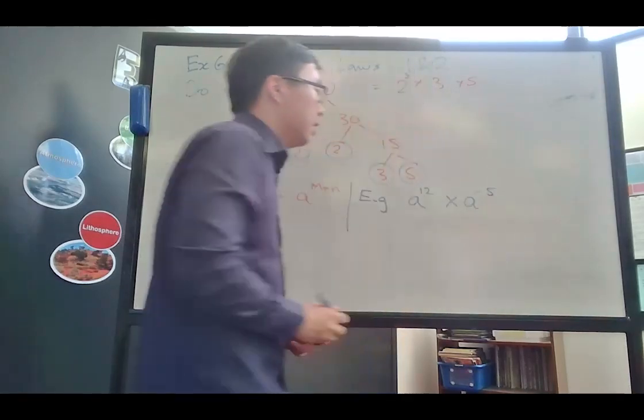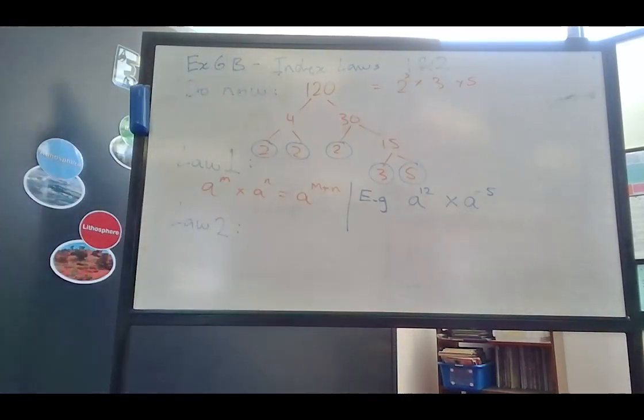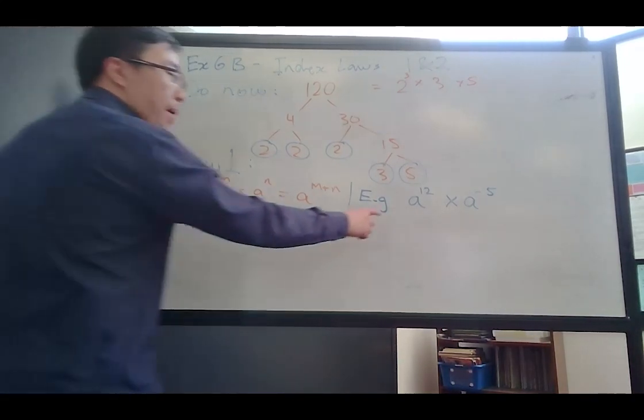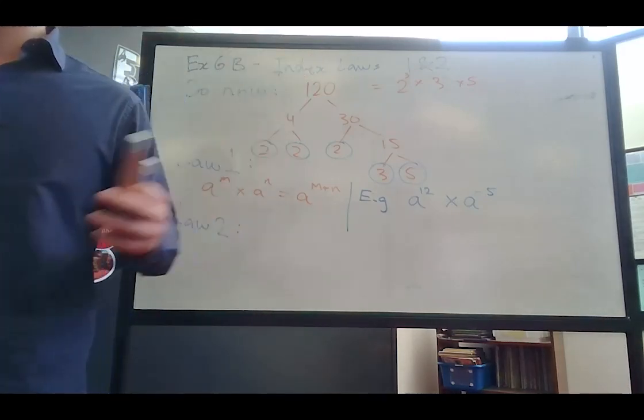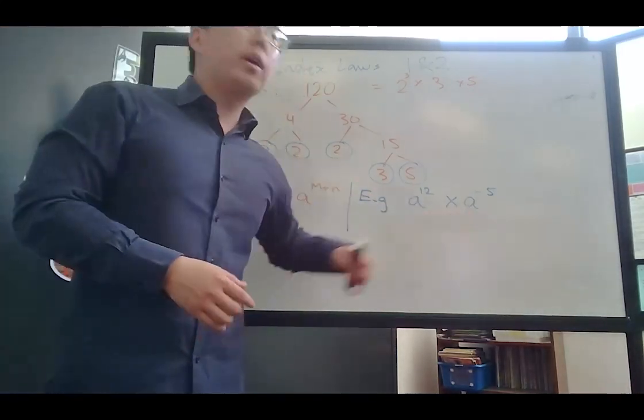Five, easy, okay. 12 times a to the power of negative 5. The formula is, we're assuming again that the base is the same. It doesn't have to be A, he's just chosen A. It could be any letter or number. As long as they're the same, all I'm going to do is add the power.